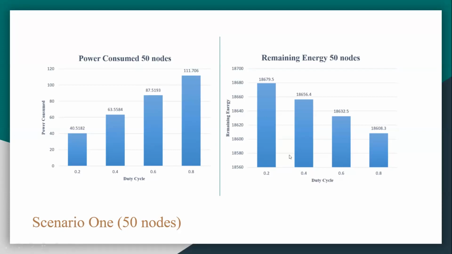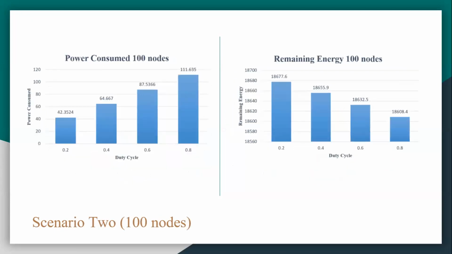In the right side figure, we can note the remaining energy. As the duty cycle increases, the remaining energy decreases. This trend shows that higher duty cycles result in faster energy depletion, as nodes are active for a longer time and consume more energy. By analyzing the figures, we can see that a lower duty cycle value can lead to reduced power consumption and better energy preservation. However, it's crucial to strike a balance between energy saving and network responsiveness, considering the specific requirements and constraints of forest fire detection application.